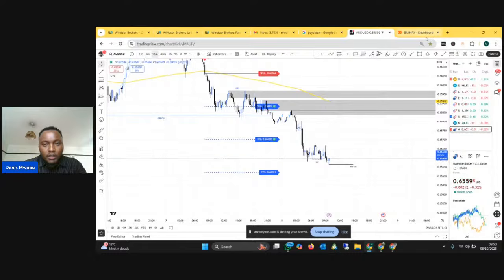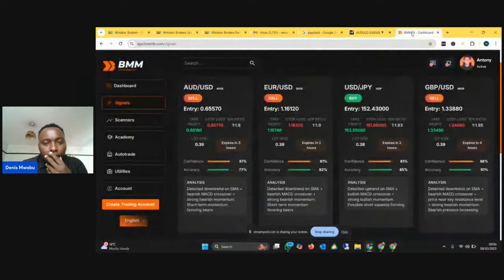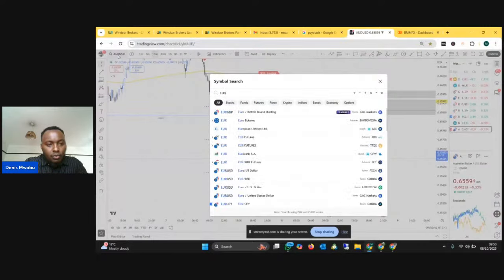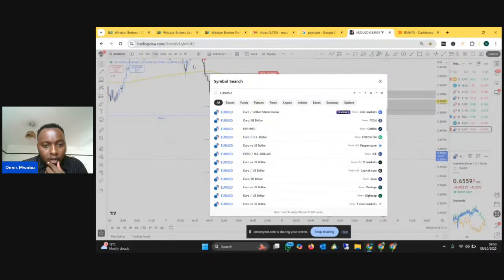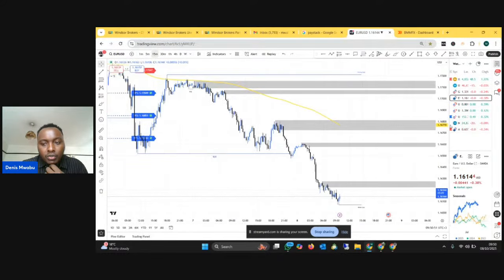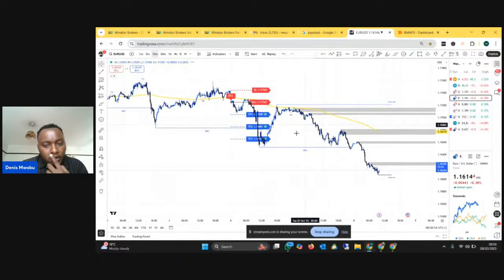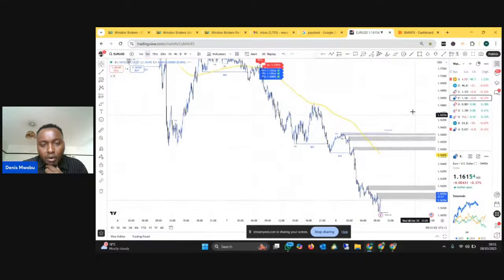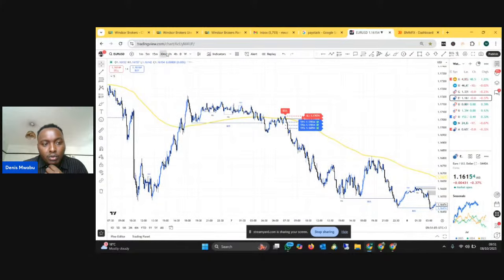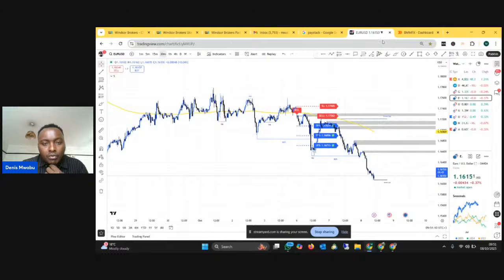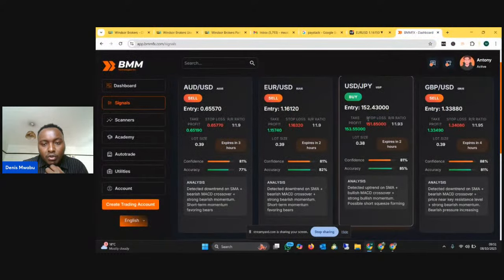I'm going to look at another pair, Euro USD. Let's see if we'll be able to have an entry. I usually like prioritizing the major pairs. Yesterday we had a sell, guys, from here, and you can see it was able to drop. So Euro USD sell. Remember, we want to confirm if our BMM is giving the same trade idea.